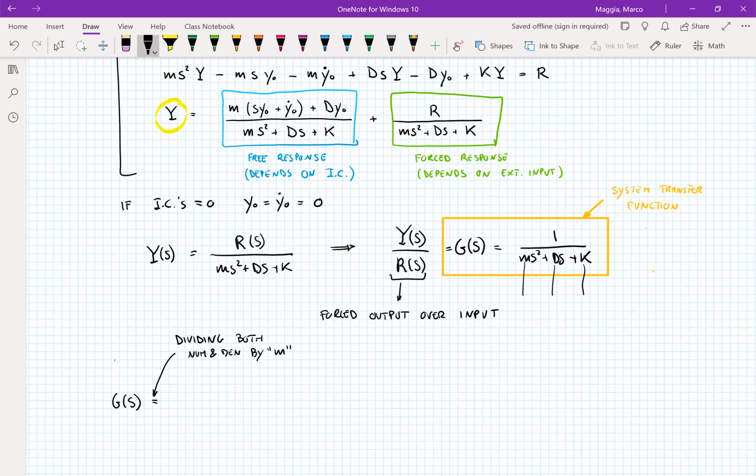Because the initial conditions were set to 0. Now, there's one thing that is normally done when we're dealing with second order systems, and in particular mass damping spring systems, and that is we introduce two different quantities called the natural frequency and the damping ratio. So we are going to divide both the numerator and the denominator of the transfer function by m.